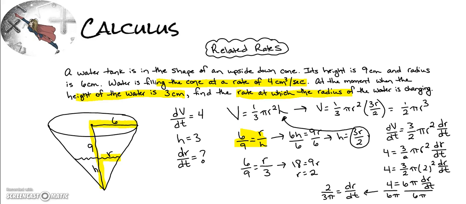And then the very last step is the units. You need the units in your answer. Now this was the rate at which the radius was changing. Radius is measured in centimeters. So here's our final answer. It would be 2 over 3 pi centimeters per second. And that's our final answer. So just keep in mind, with any problem with a cone, you're most likely going to be setting up a proportion with the radius and the height. And that will get you where you need to be to find your final answer.